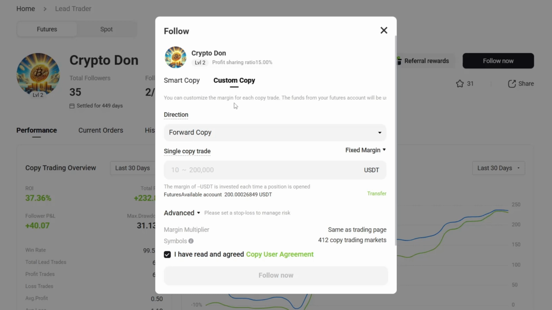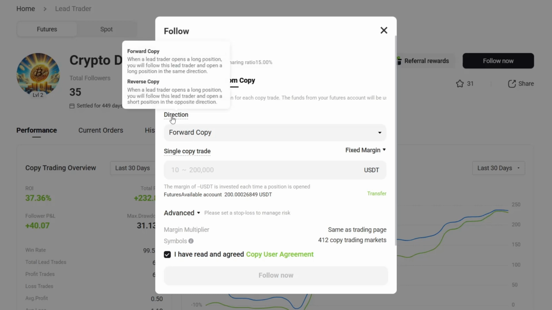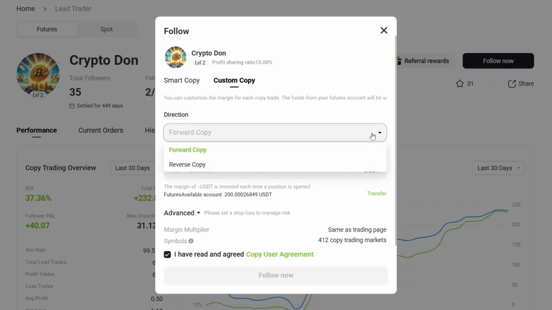So we're going to go through each setting step by step. First, we have direction. We have forward copy and reverse copy. Forward copy trades in the same direction as the lead trader. If they open long, we open long, while reverse copy does the opposite and trades against them. We are following the trader, so we are using forward copy.